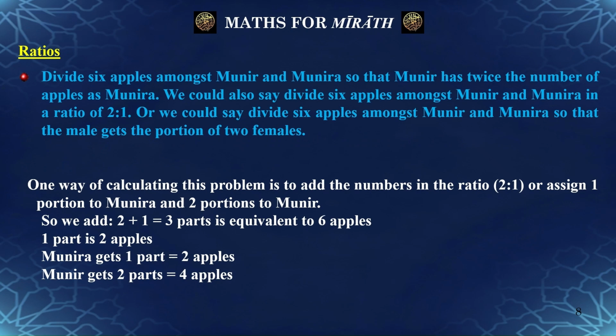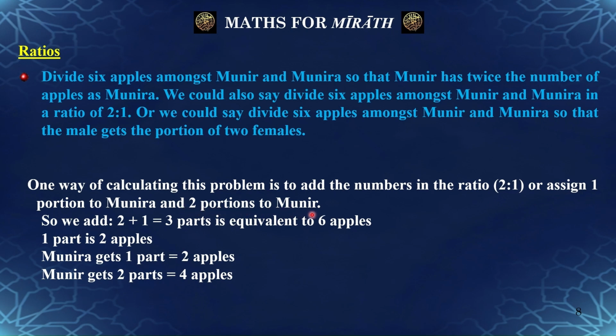The first one is to divide 6 apples amongst Munir and Munira, so that Munir has twice the number of apples as Munira. We could also say divide 6 apples amongst Munir and Munira in a ratio of 2 to 1. Or we could say divide 6 apples amongst Munir and Munira so that the male gets the portion of 2 females. One way of calculating this problem is to add the numbers in the ratio, 2 and 1, or assign 1 portion to Munira and 2 portions to Munir.